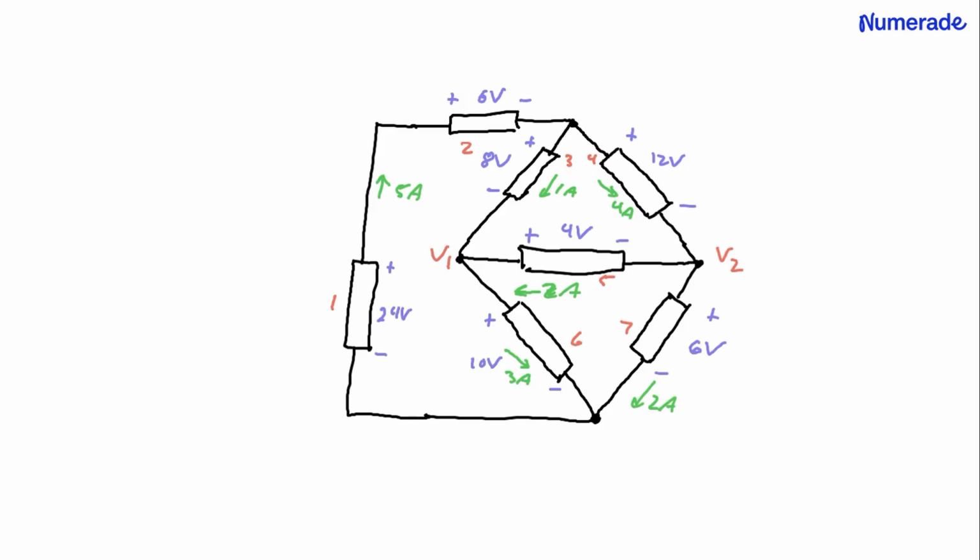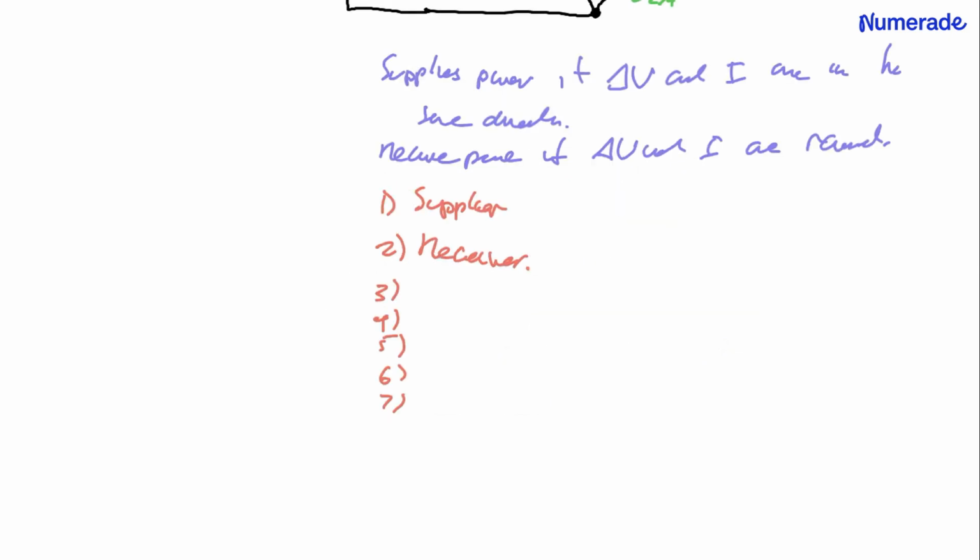So I've labeled all of the voltages in blue, all of the currents in green, and I've numbered all the objects in red and also marked the points V1 and V2 we're supposed to calculate. Everything else is a receiver except for 5. And again, we can tell from the fact that the higher voltage is in the direction of the current.